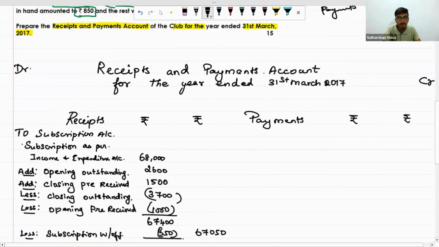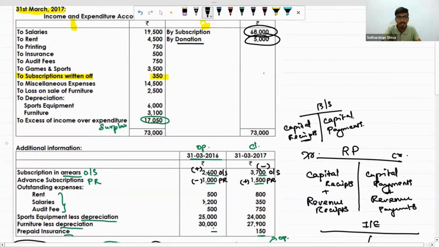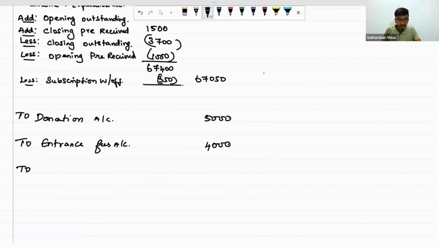And we are left with one more thing. They say they have sold furniture. The book value of the furniture sold is 7,000 rupees. And for this adjustment, we need to prepare something. And here itself, there is a loss on sale of furniture they have given, 2,500. Loss on sale of furniture is 2,500. And there is a book value they have given, so we should record it at the purchase cost. So we will write to furniture account. In brackets, write down sale of furniture.